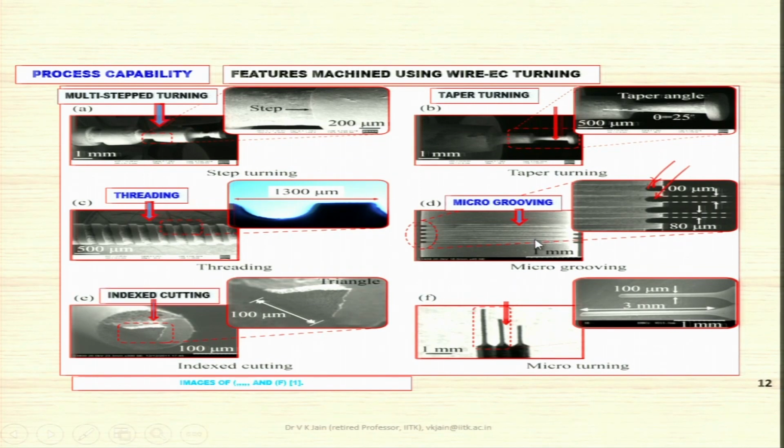Then you have indexed cutting shown over here, a triangular shape. This is the triangular shape that you can see over here that has been made. And then you have micro turning for micro grooving purpose. You can clearly see over here, that is shown in large view. This is 100 micrometer, this is 300 micrometer, then the groove is there. So you can have different kinds of features made on the component by this electrochemical micro turning process.